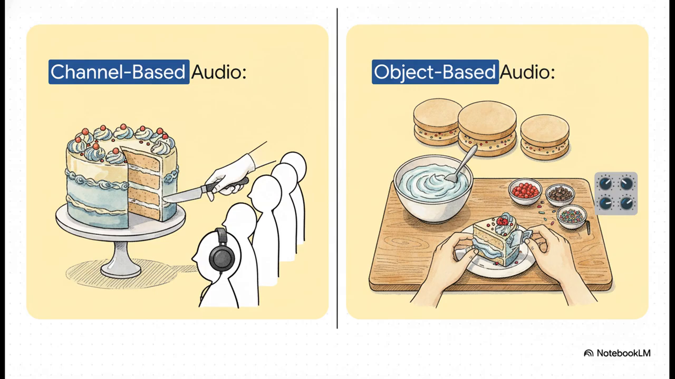The old way, channel-based audio, is like getting a fully baked cake. The broadcaster mixes everything together, and every single viewer gets the exact same slice. That's it. But object-based audio is totally different. It's like getting all the ingredients delivered to your house: the flour, the eggs, the sugar, the dialogue, the music, the sound effects. They're all sent as separate objects with a recipe. And then your device, your TV or your soundbar, does the final mixing right there in your living room.